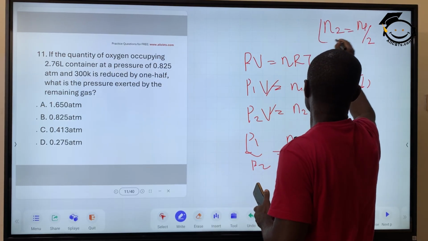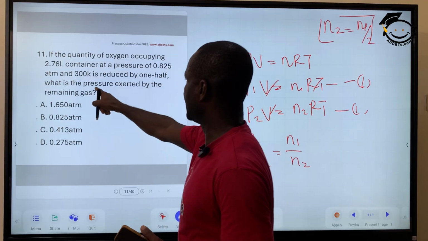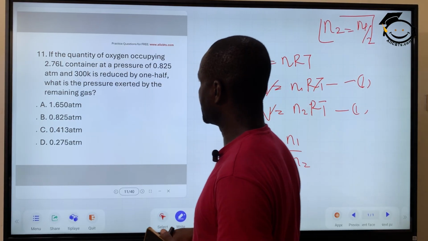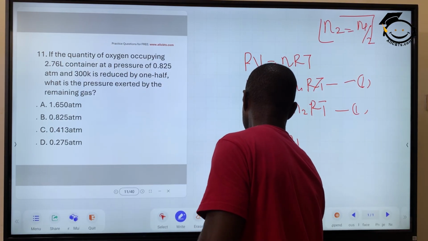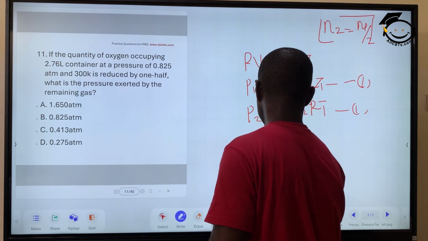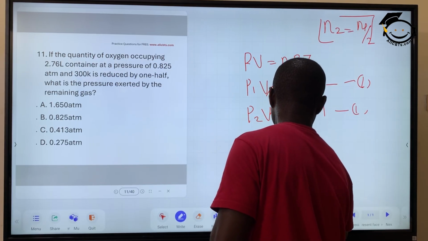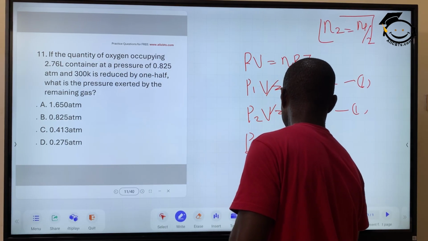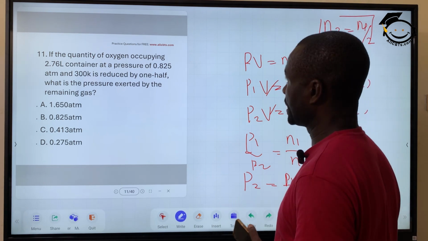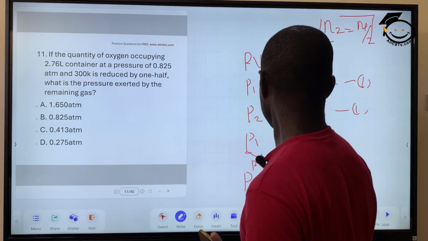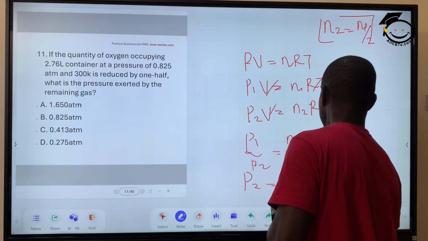So note this. In this case, we are looking for the new pressure. You say, what is the pressure exerted by the remaining gas? That is P2 equals, cross multiply, you have P1 times N2 over N1. So where P1 is 0.825.